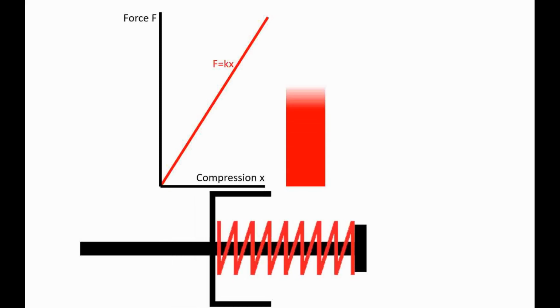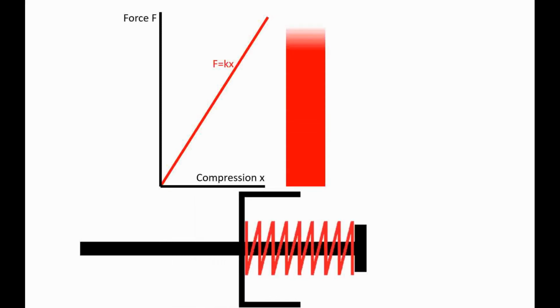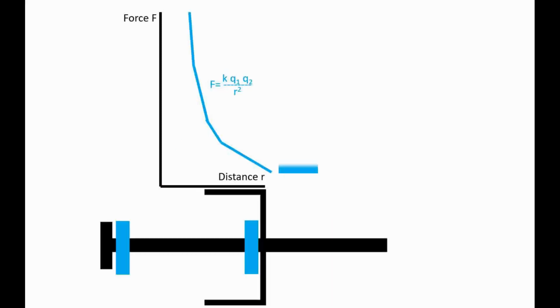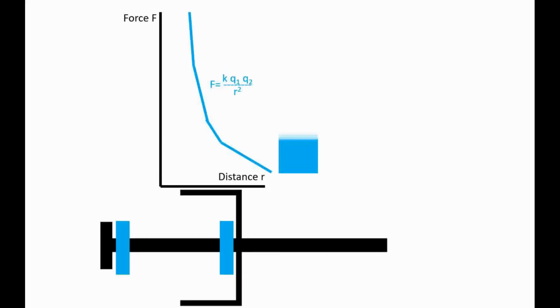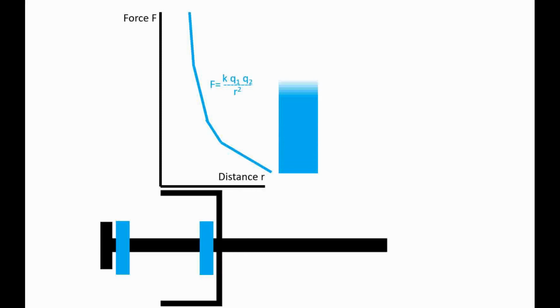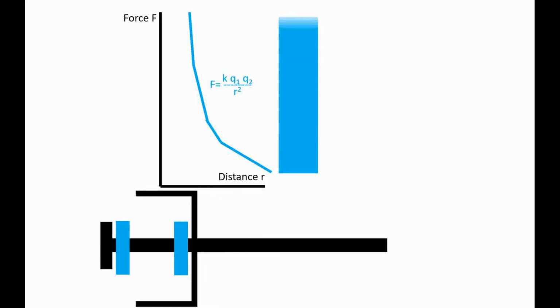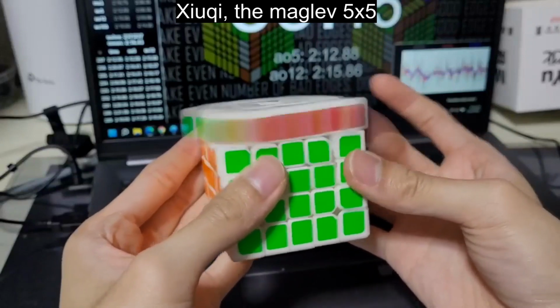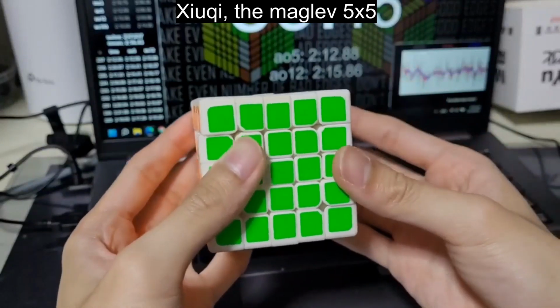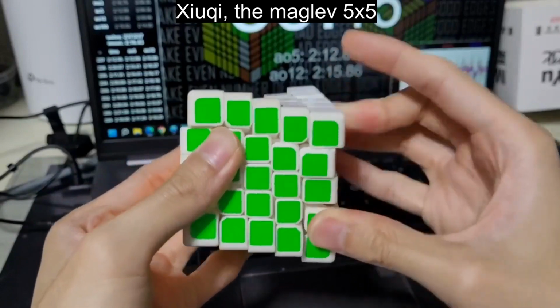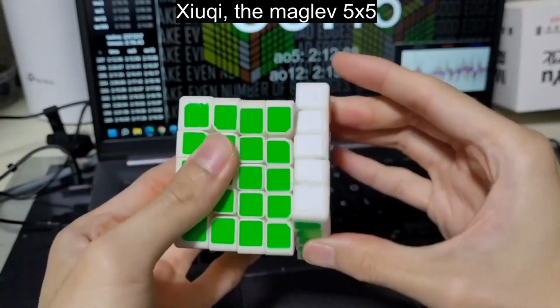Springs obey Hooke's law, which gives you a force proportionate to how much you compress them. Magnets follow an inverse square law. Pushing a pair of repelling magnets closer gives you a force that increases slowly at first, but the increase gets progressively faster. This theoretically should allow for a faster cube when everything is aligned, but if you make a mistake and need to corner cut, the centers get pushed closer together and the cube gets more stable.